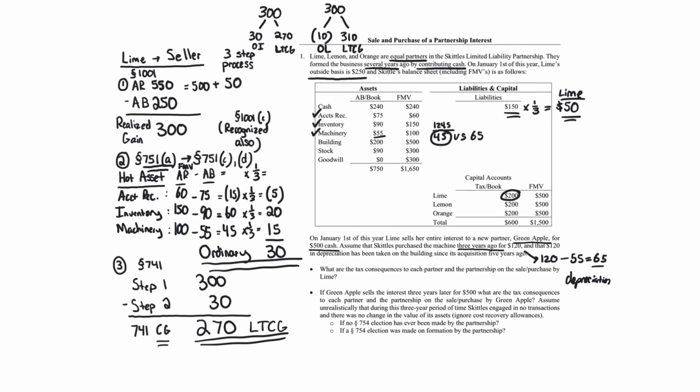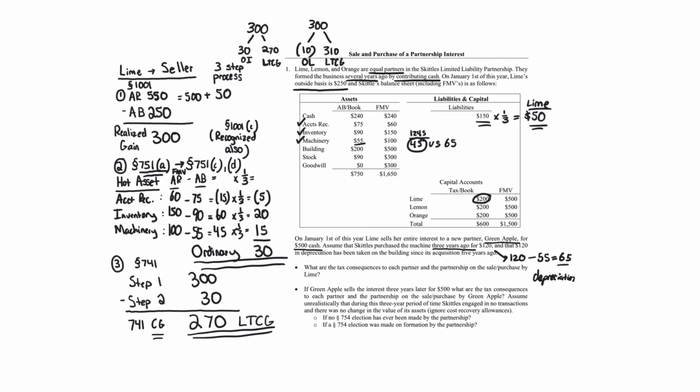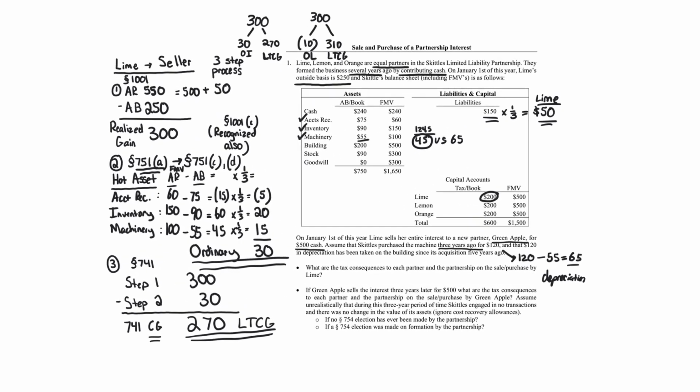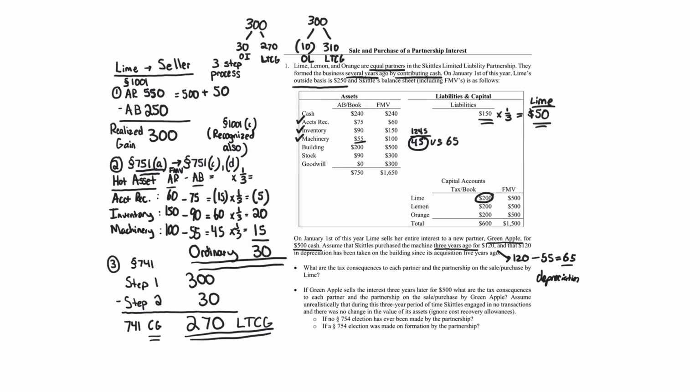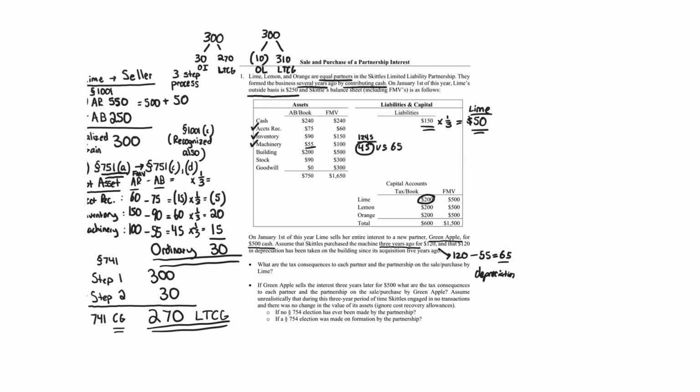Now we're moving on to the buyer, the consequences to the buyer. Well, at this point in time, we're not told anything about a 754 election being made. So this is actually really easy for the buyer. The consequences to the buyer, right? The buyer here is Green Apple. Green Apple is purchasing Lime's interest, the entire interest.